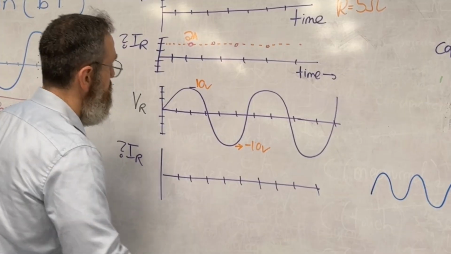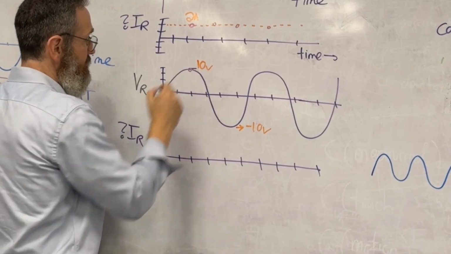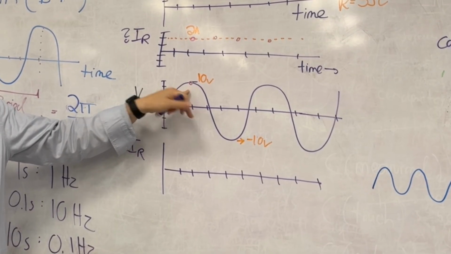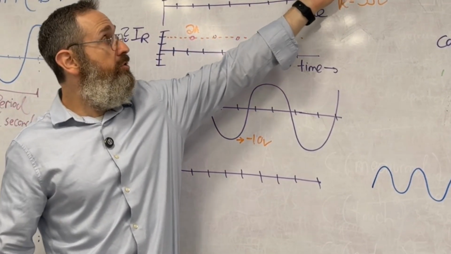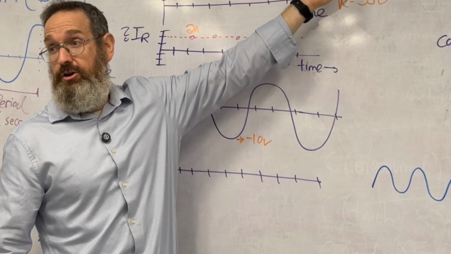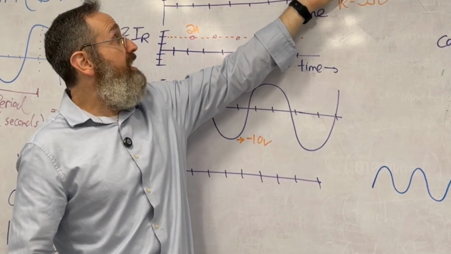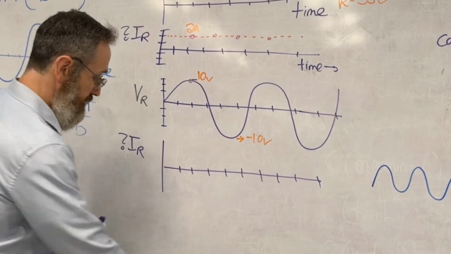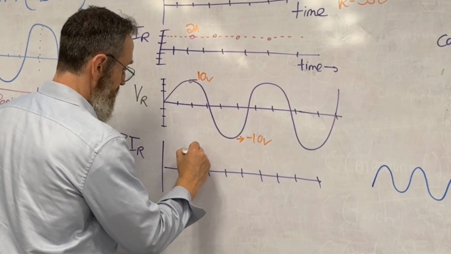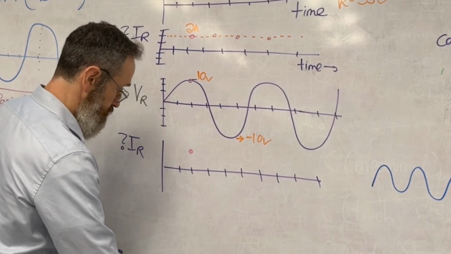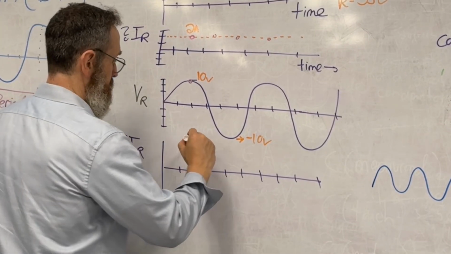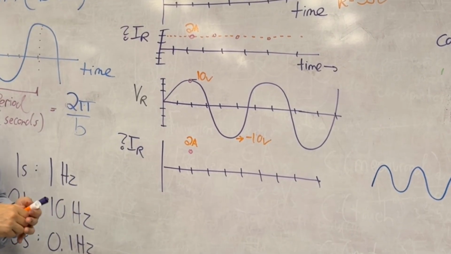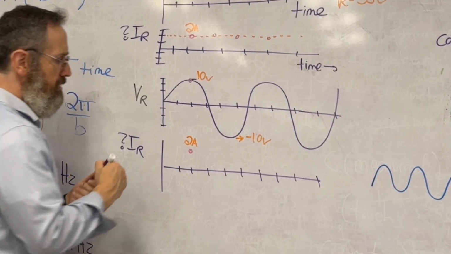Let me start right here. At this instant, at the moment when the voltage was 10 volts, there's 10 volts across this resistor, and therefore the current is going to be 10 volts divided by the resistance. And so at this time point here, I'm going to have 2 amps. Okay, that sounds like before.